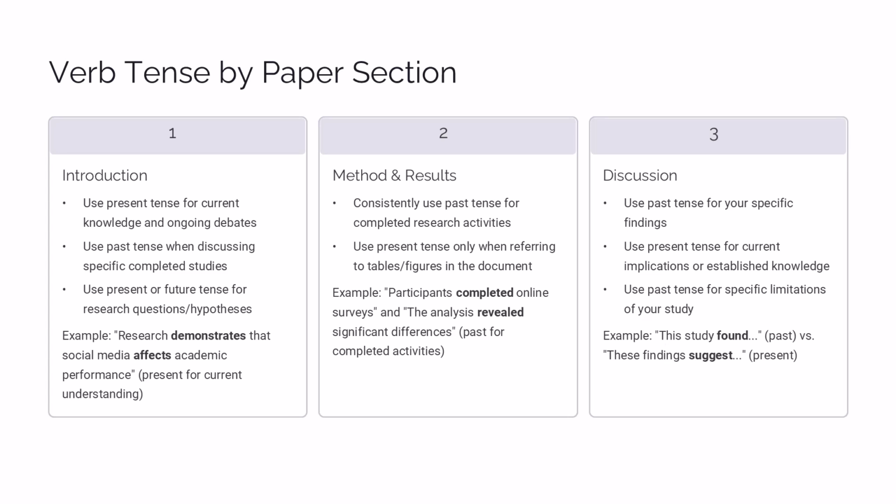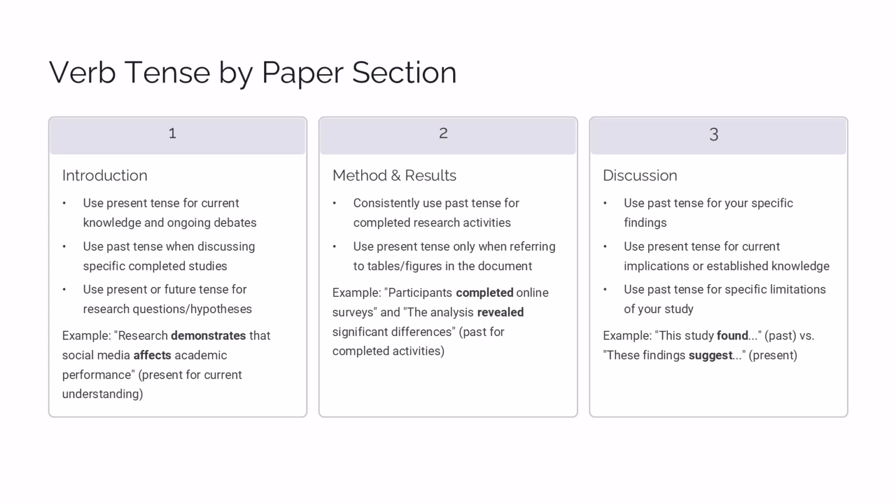However, when referring to tables and figures in your results section, you may use present tense because these visual elements exist in the current document. "Table 1 shows participant demographics," or "Figure 2 illustrates the relationship between variables." Use present tense appropriately because readers are looking at these elements as they read your paper.